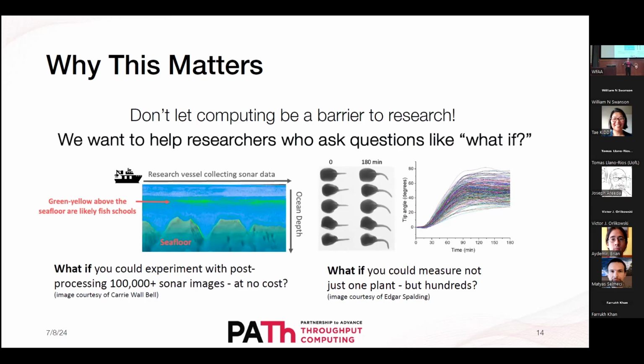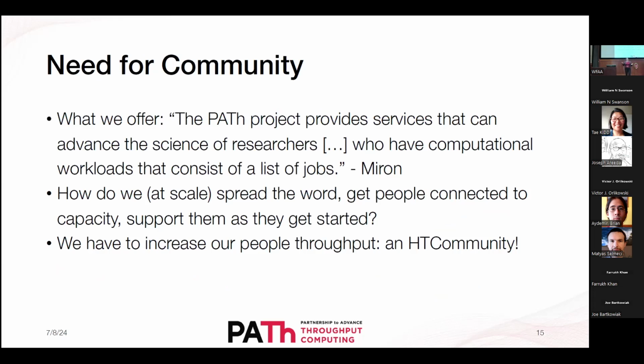We want to help researchers who ask questions like, what if? What if you could process thousands of sonar images? What if you could measure not just one plant, but hundreds? We get to hear a talk about the sonar images later today, so stay tuned. I stole the quote here from one of Marone's slides. We think that we can help researchers achieve these big goals, to answer these kinds of what if questions. If they have a list of jobs, we can help them. So how do we, at the largest scale possible, spread the word, get people connected, and support them?